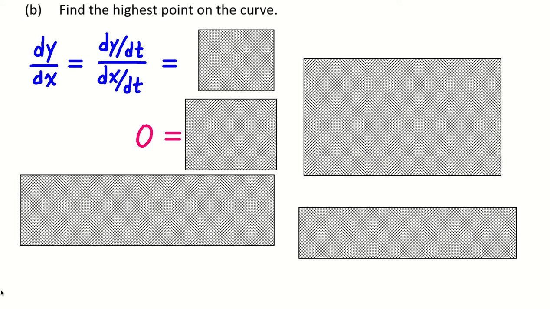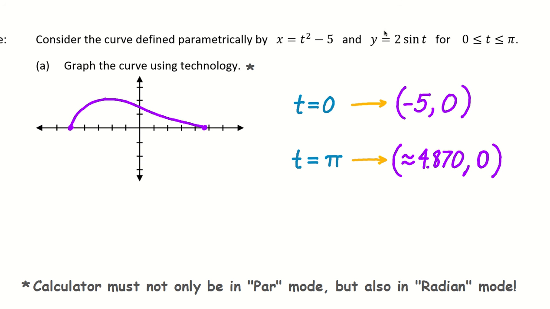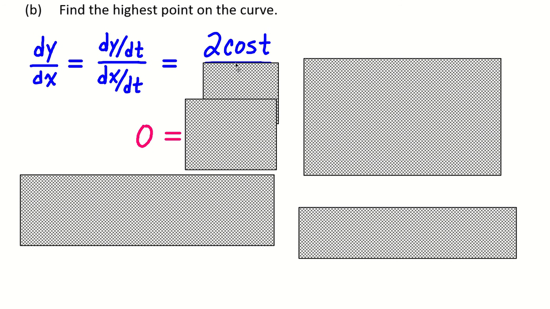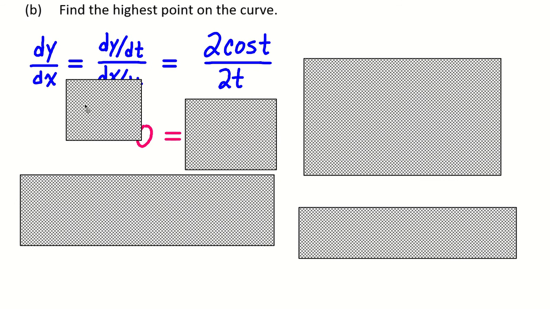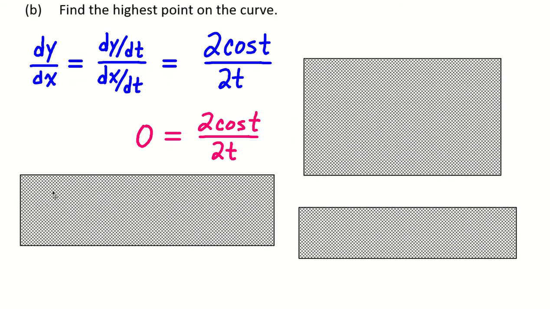The derivative of y with respect to t, remember, is this one. So what's the derivative of 2 sine of t? Well, 2 cosine of t. And then what's the derivative of x with respect to t? Wouldn't that just be 2t? Yep. And so we're going to set that equal to 0. How do we solve this for 0? Wouldn't it be just when the numerator equals 0? So all I'm really going to need to focus on is when this numerator would equal 0.